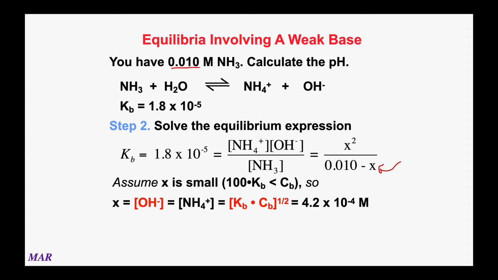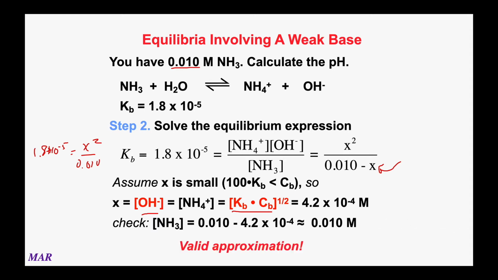So if you pull out that minus x, then you have 1.8 times 10 to the minus 5 equals x squared divided by 0.010. x squared equals Kb times Cb, or the square root of Kb times Cb equals hydroxide. If you do that, hydroxide is 4.2 times 10 to the minus 4 moles per liter. If you use the exact values, and this is what I did right there, you'll see that it still comes out to be the same. So again, as long as 100 times K is less than C, you can use these approximations in Chemistry 223.